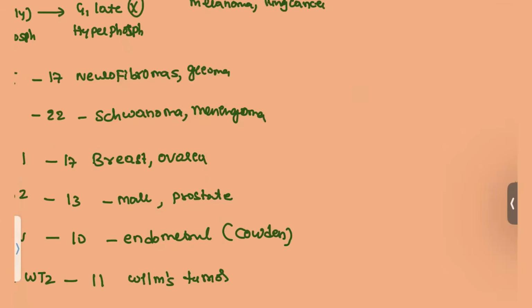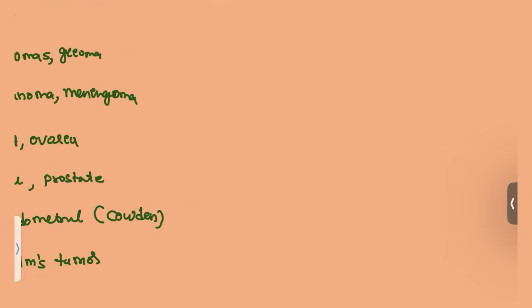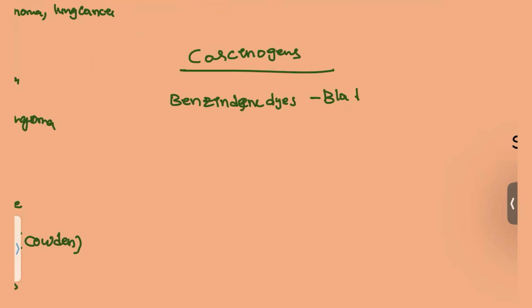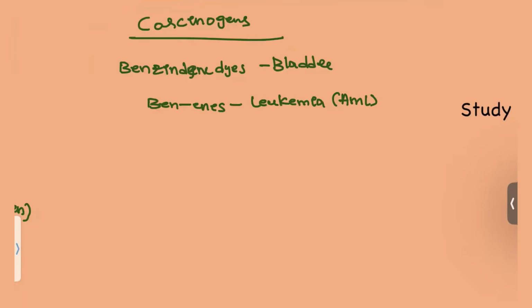Next, coming to the carcinogens. What are the carcinogens present in our surroundings? Among the carcinogens, benzidine dyes will cause bladder cancer. Whereas benzene is going to cause leukemias, especially AML. Next, arsenic. Arsenic is going to cause skin cancer.